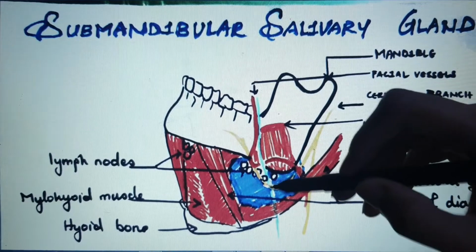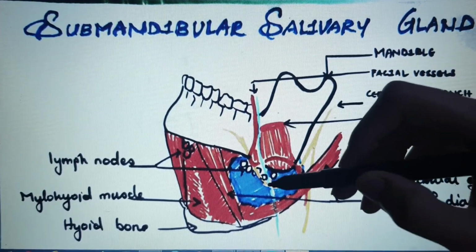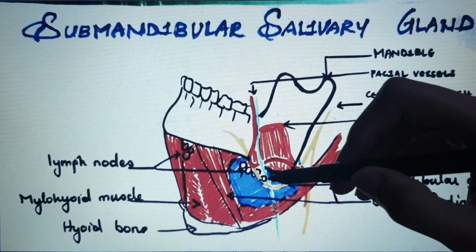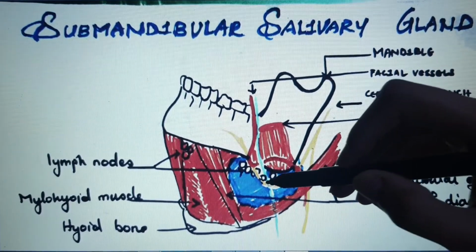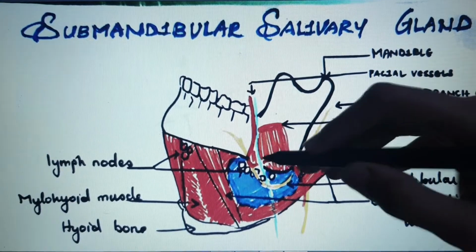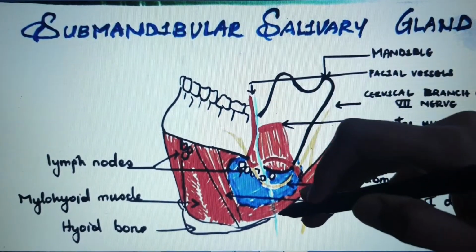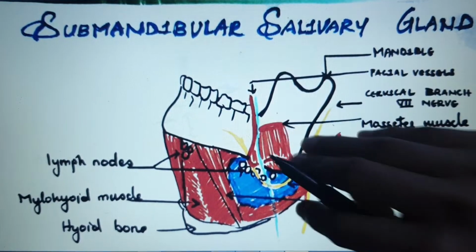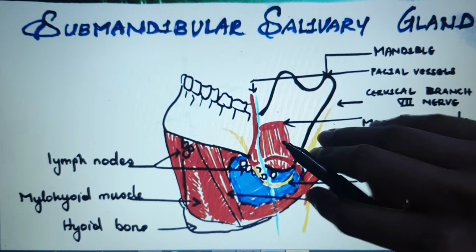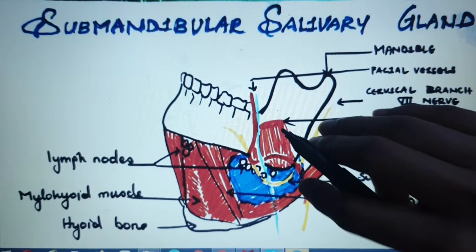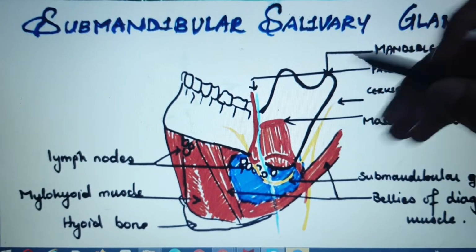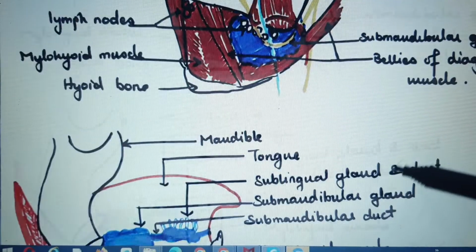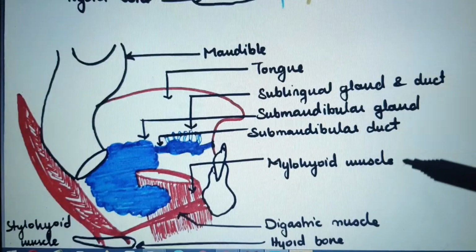Now this salivary gland is about 15 to 20 grams in weight and has a salivary duct which is called the Wharton's duct. I will show you the exact location of Wharton's duct in the upcoming diagrams. This salivary gland is basically covered by two layers of deep cervical fascia. This cervical fascia is divided into two layers, the deep and the superficial layer.